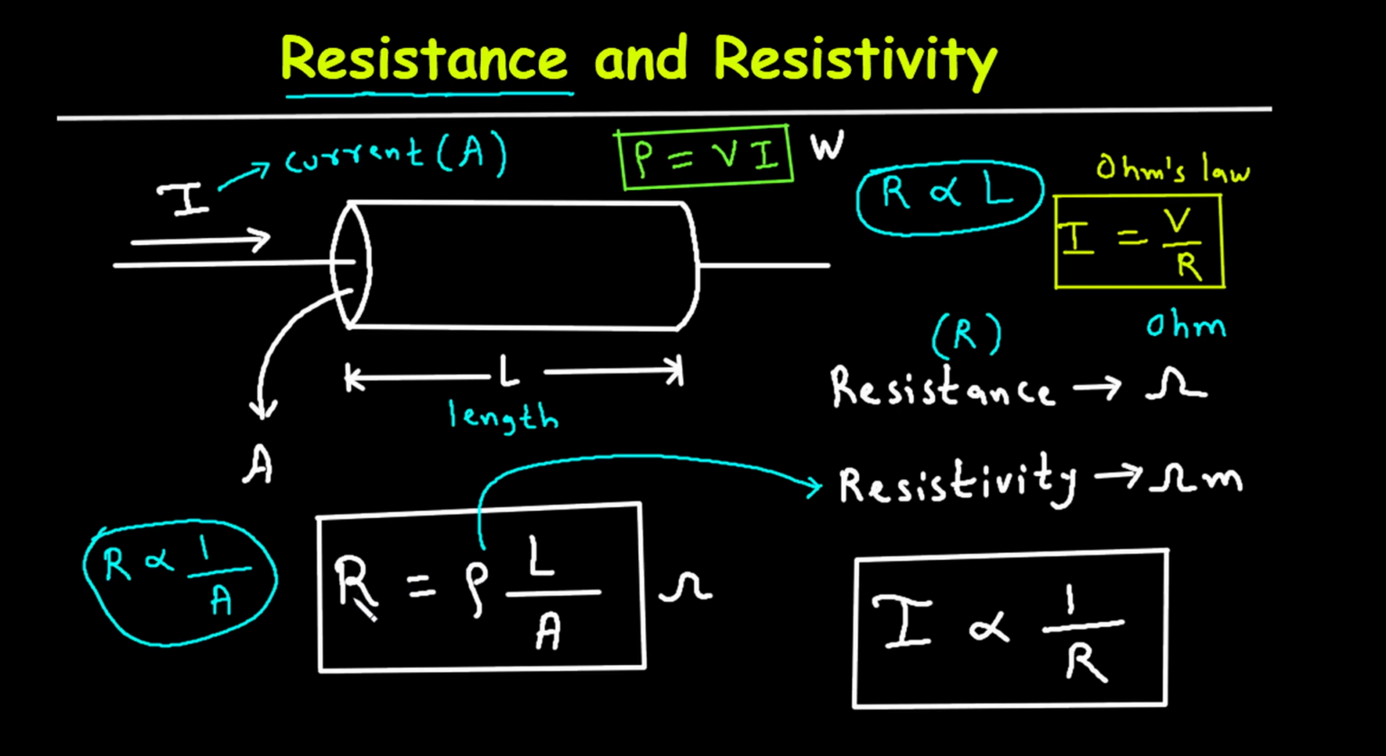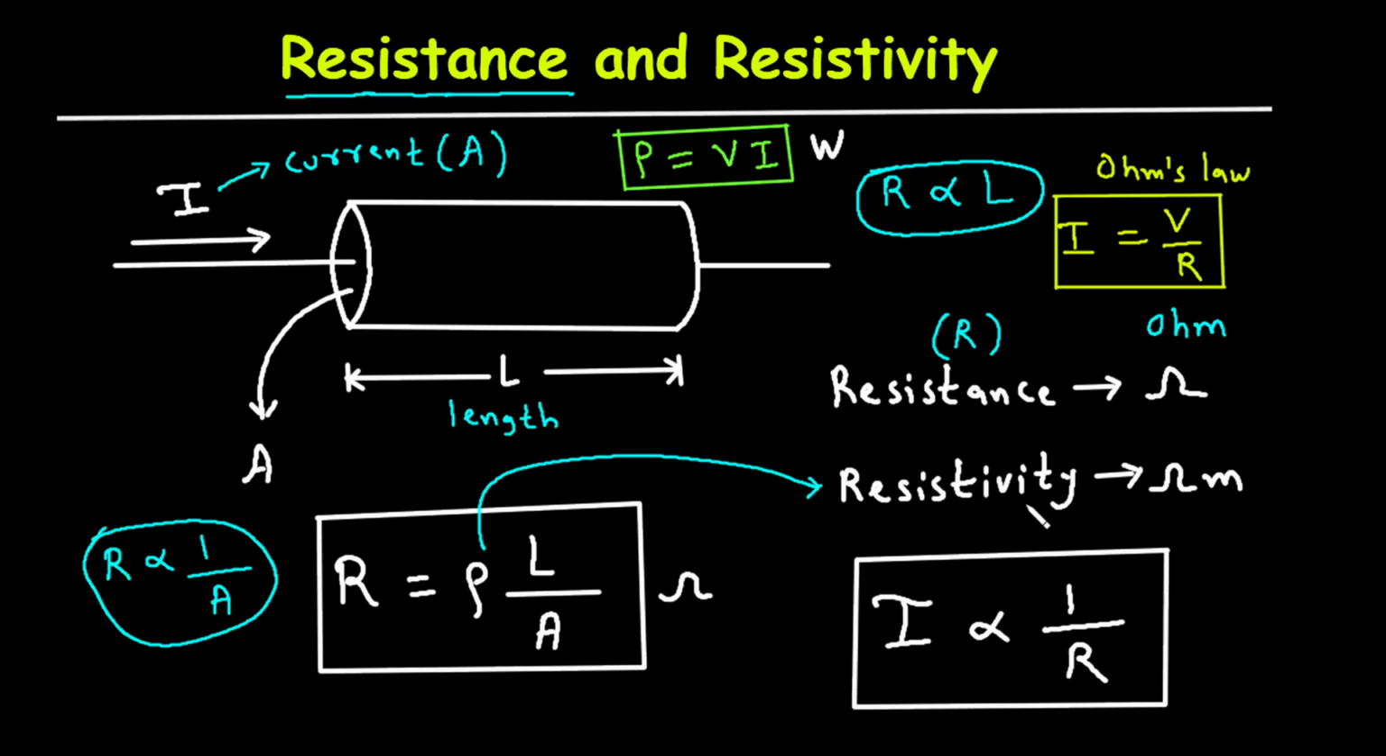Formula for resistance. The resistance of a conductor is calculated using the formula R equals ρ times L divided by A. Where R is the resistance, ρ is the resistivity of the material, L is the length of the conductor, A is the cross-sectional area of the conductor.